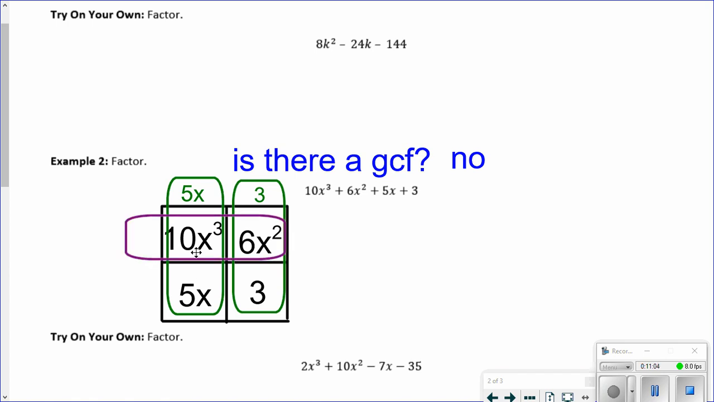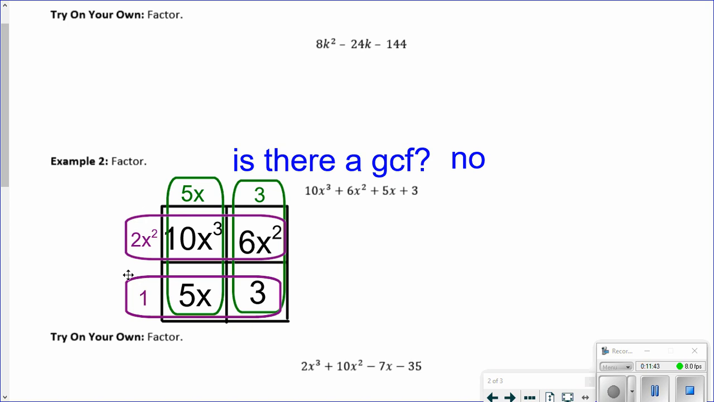Up here, 10x cubed and 6x squared. I can divide them both by 2. And I also have 2 x's that I can pull out here. So 2x squared is my GCF. And then 5x and 3, well, there's nothing I can divide both 5 and 3 by other than 1. And I can't pull out an x from both of them. So 1 is my greatest common factor. So when it doesn't look like anything works, 1 will always work.